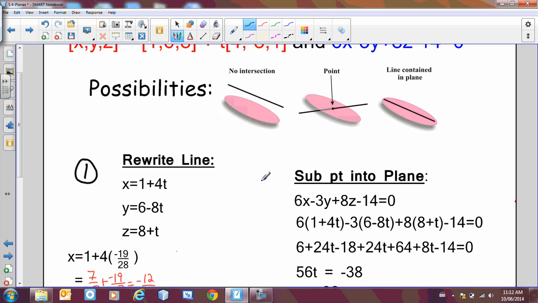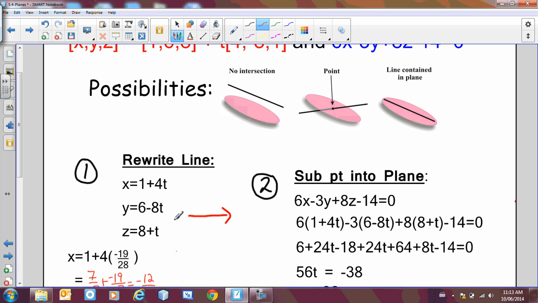Those values can be substituted into the plane. X is exactly this. What this means is, don't forget, this is saying x is exactly the same as 1 plus 4t. Y is exactly the same as 6 minus 8t. And z is exactly the same as 8 plus t for every single point on this line.